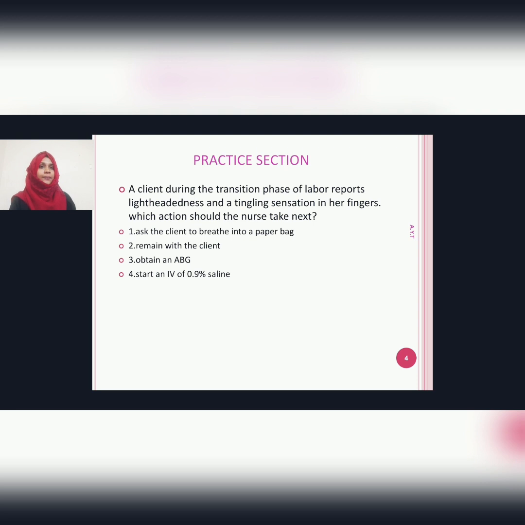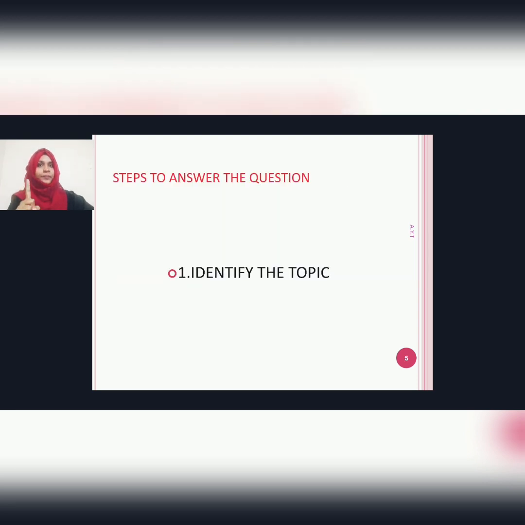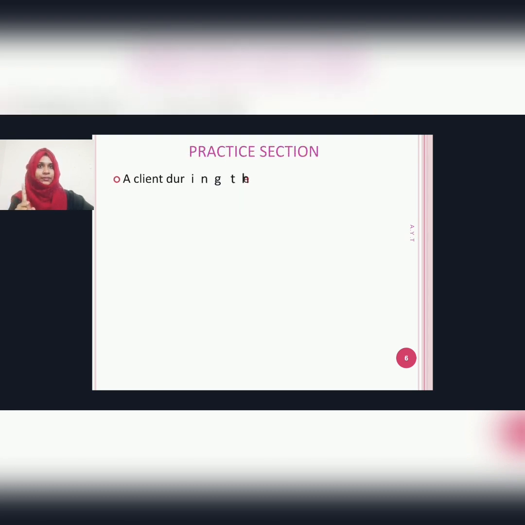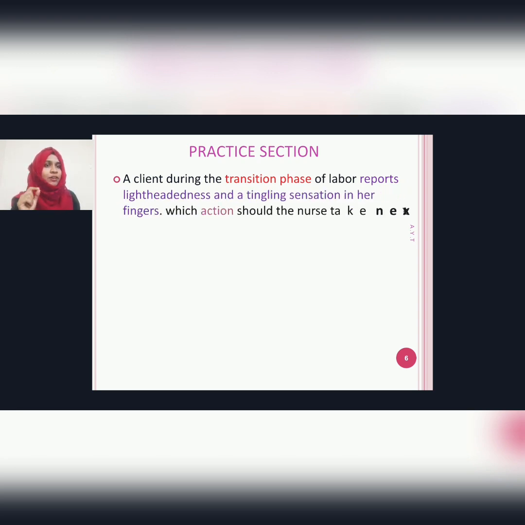Just read. Next, I will teach you step by step. So what are the steps for us? First of all, identify the topic. How can we identify the topic? Here is our question: a client during the transition phase of labor reports lightheadedness and tingling sensation in her fingers. Which action should the nurse take next? I put some color change in those words. That is the keyword of the question. And the last sentence will tell you what the question really needs.